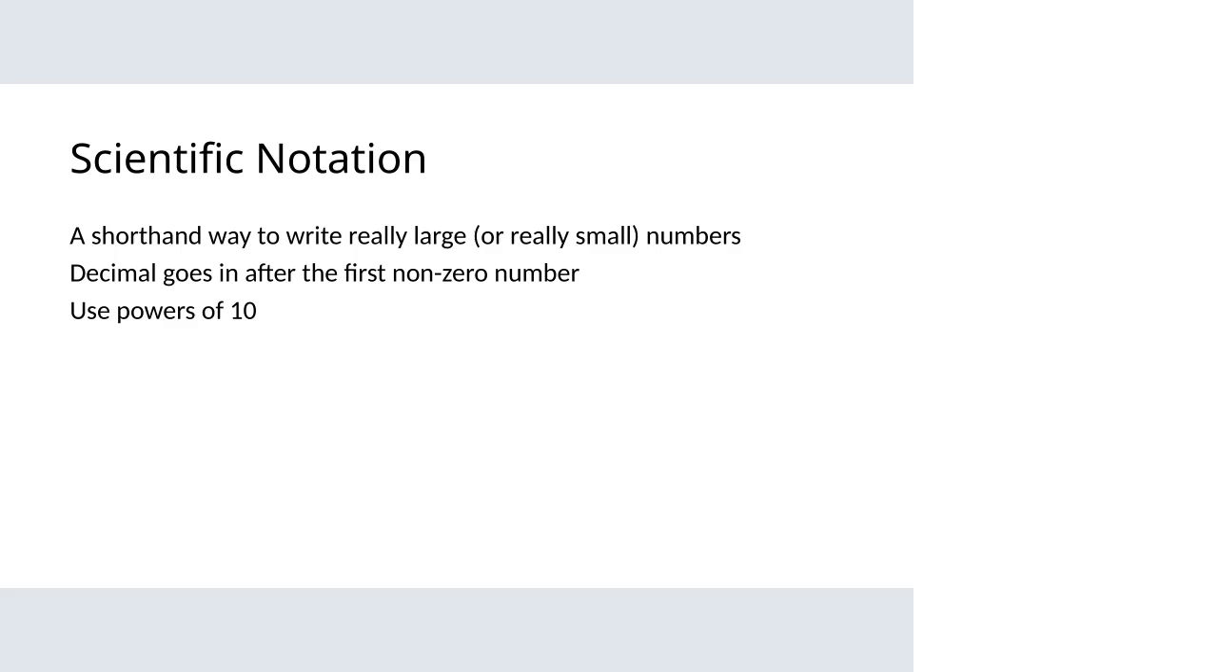All right, a little more concrete than those. Scientific notation. You may be comfortable with scientific notation. You may have done a lot of work with it already, but it's a shorthand way to write really big or really small numbers. And when we write scientific notation, the key is that the decimal point goes in after the first non-zero number. And that's as you read the number from left to right.